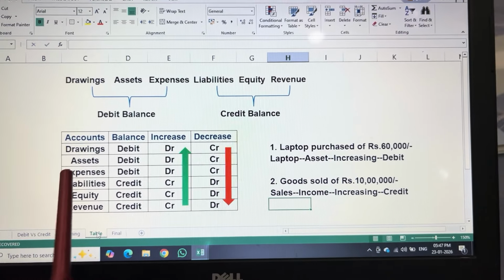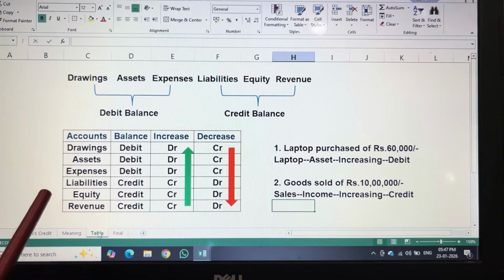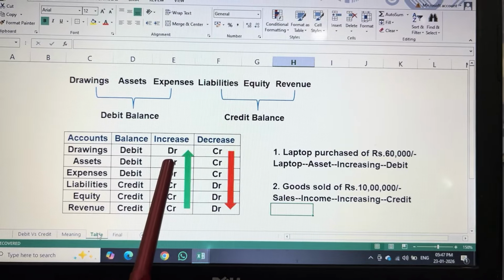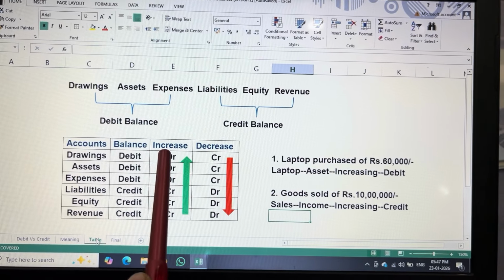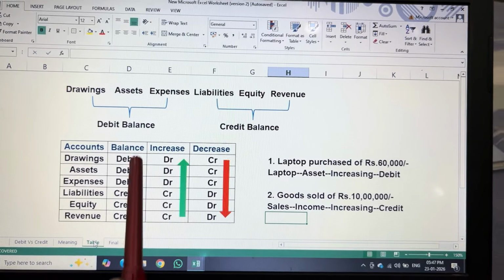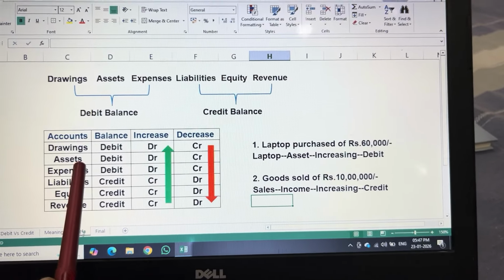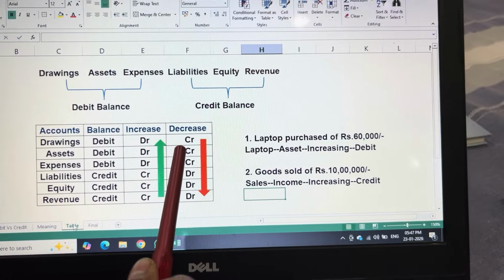Assets are the things the business owns. When an asset increases, we debit it. When an asset decreases, we will credit it.